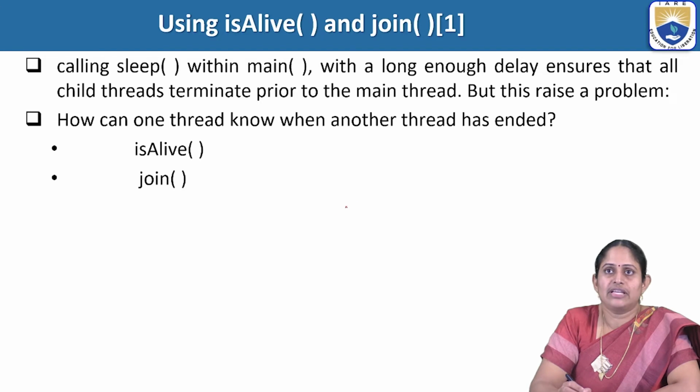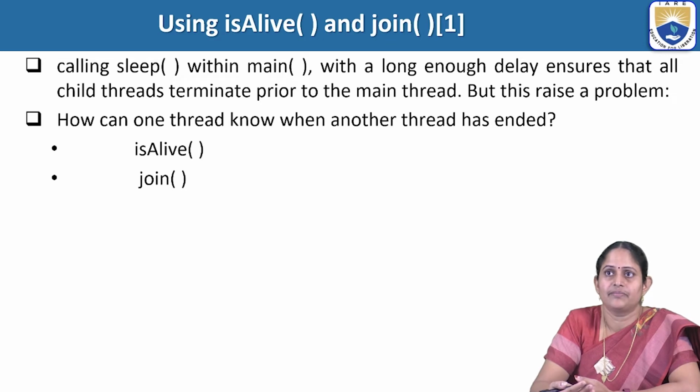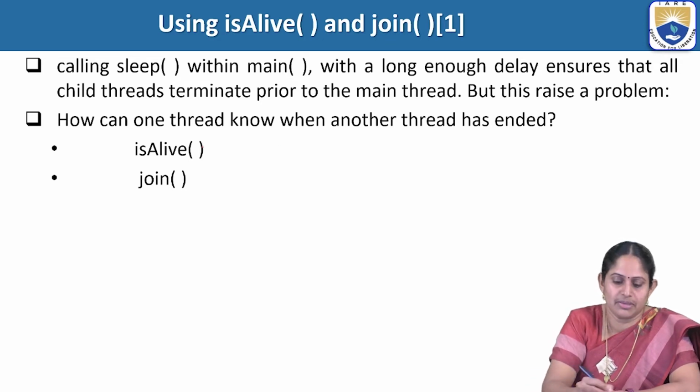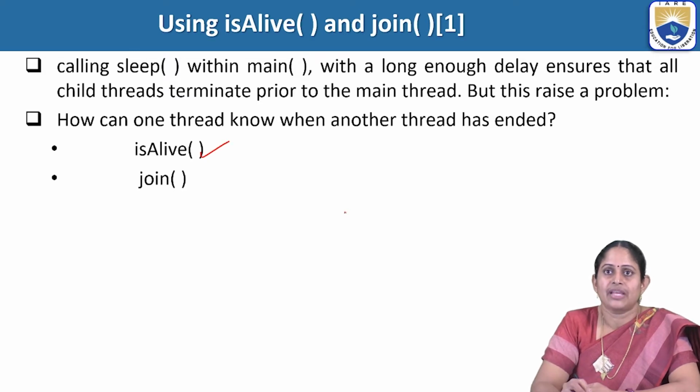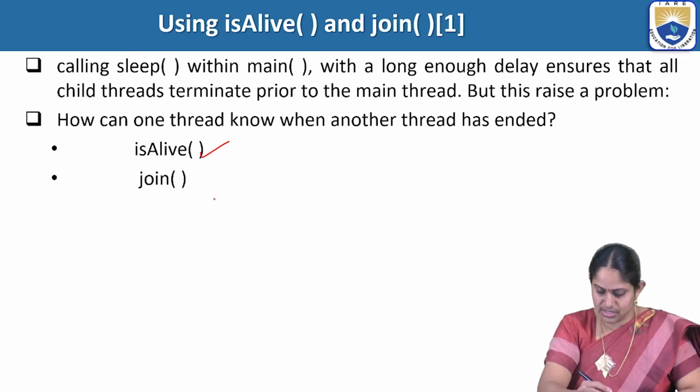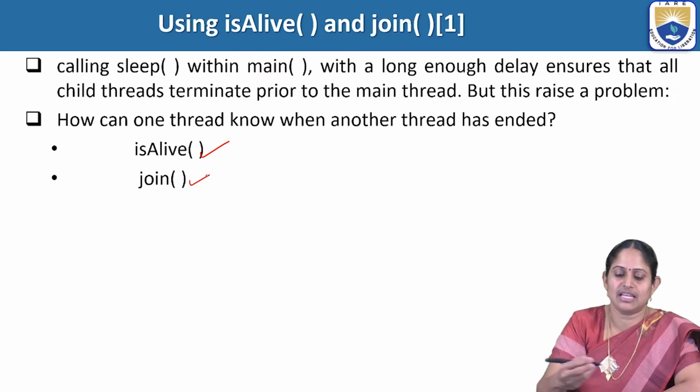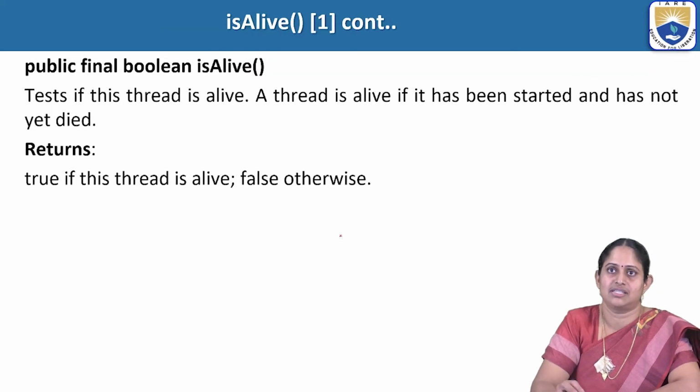Next is the use of isAlive and join. If we want to determine whether any thread is executing, whether it is alive or not, we make use of the method isAlive. And the join method can be used for synchronization among the threads.